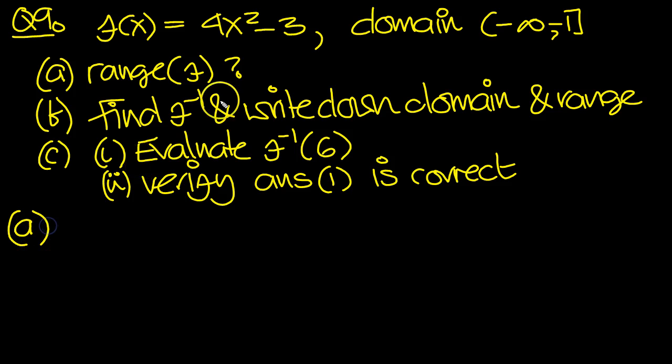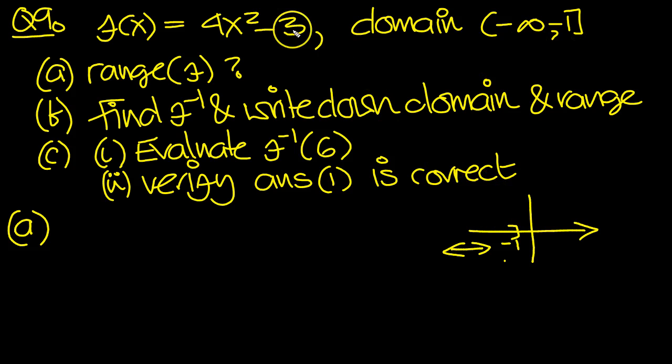So part A, here's the quadratic function. It's a U-shaped curve because the 4 is positive, but it only has this side of the domain. So if we were doing a quick sketch of it here, it's only going to be valid from minus infinity up to minus 1. It's a U-shaped curve, so it's going to come down.